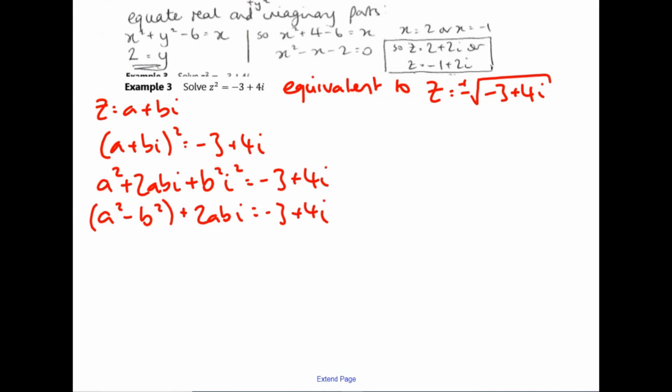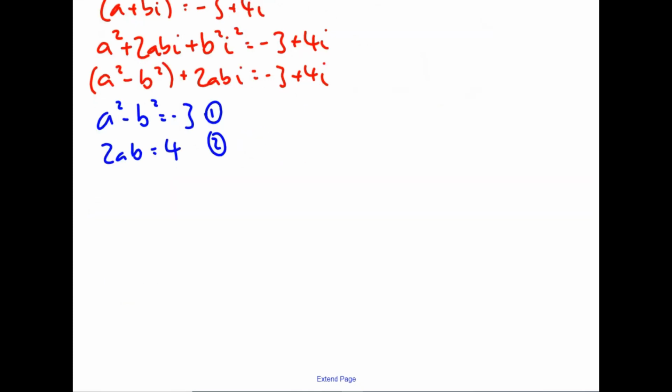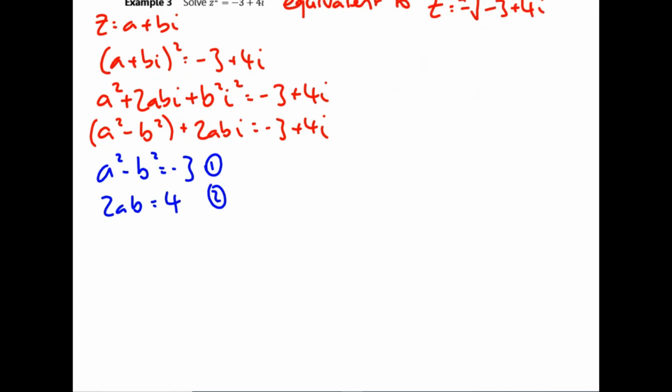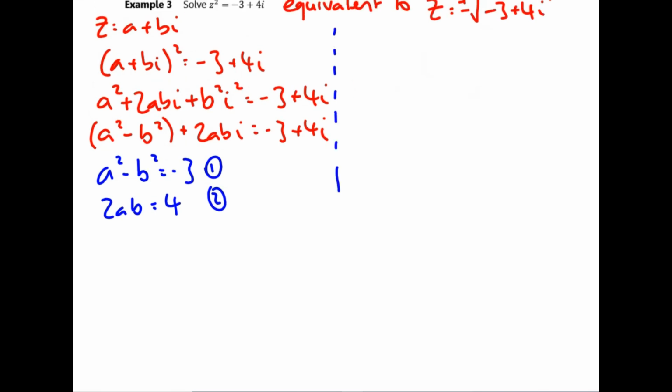Equating those gives me two equations, so a squared minus b squared is minus 3, and I get 2ab equals 4. Fortunately, these aren't linear, so you can't solve them in the calculator. So we're going to solve these by hand instead. Now, if I take equation 2 and simplify that, I can cancel 2 off both sides and divide through by a. So I'll get b is 2 over a.